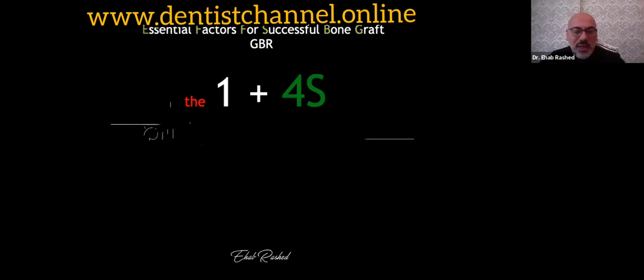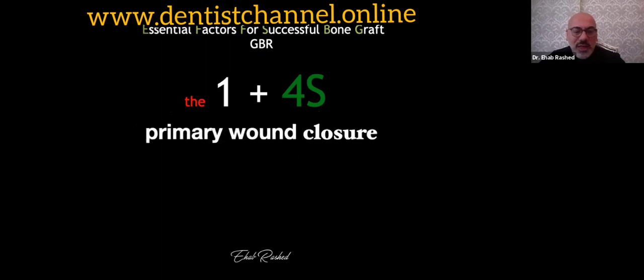Let's see what the essential factors for success of the graft. We have to understand that we have 4 factors. I call it 4, the +1, and these factors are the essential factors. If you do any bone graft, you have to keep in mind that if all these factors are not available at the site, you will not have any bone at the site, and you will lose all what you did. Let's go through this to see, the primary wound closure.